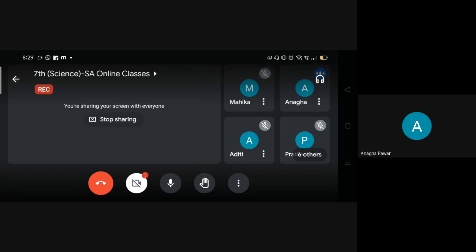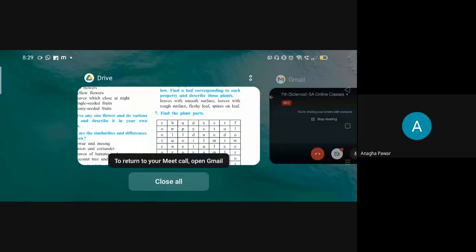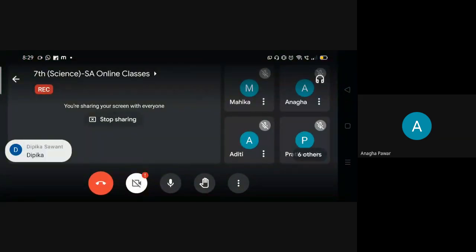Each pseudostem normally produces a single inflorescence, also known as the banana's heart, locally known as kelphul. Bananas grow from it. Very nicely explained. Good. Next is leaves with rough surface. Yes, Deepika.